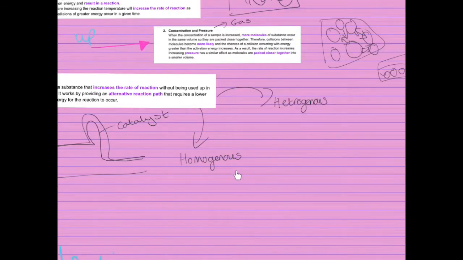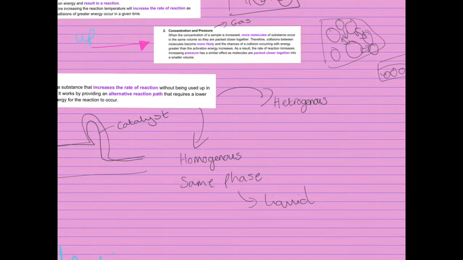So we've got homogeneous. Okay, they are in the same phase as the reactants. They tend to get involved in the reaction. They're not really an inactive spectator. It's typically with liquids. Stuff like sulfuric acid helping to form esters.